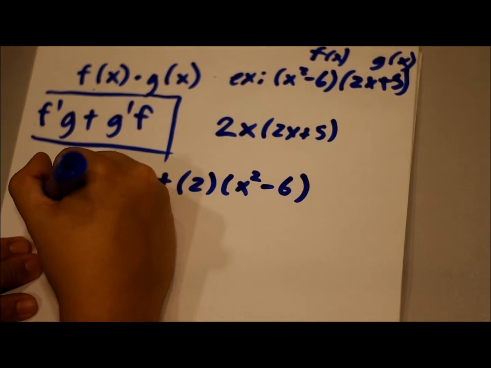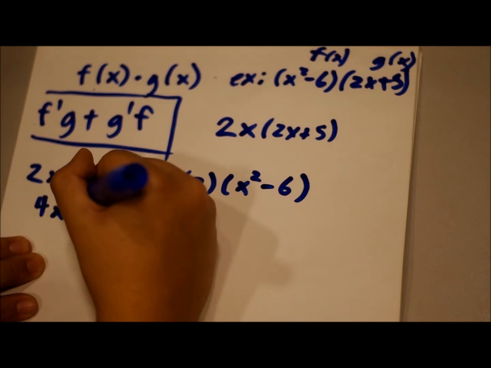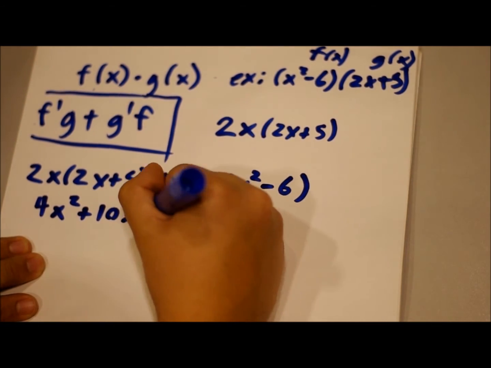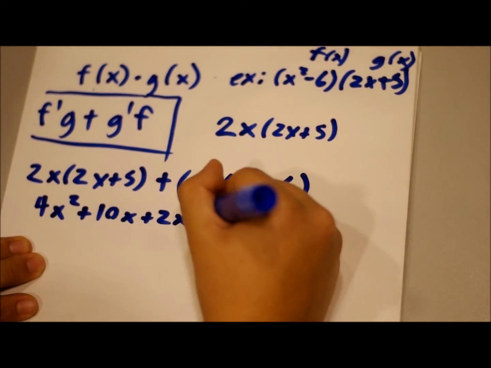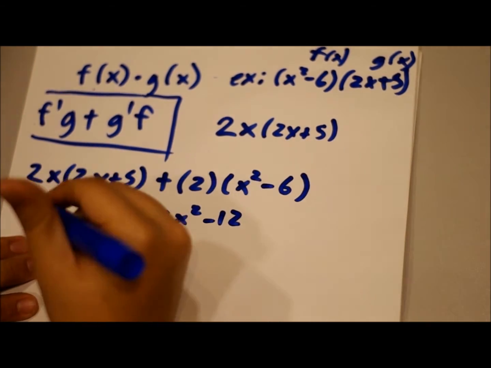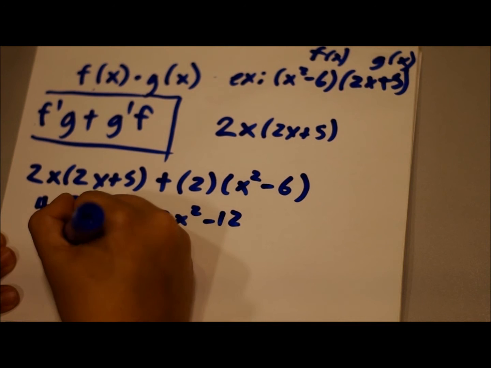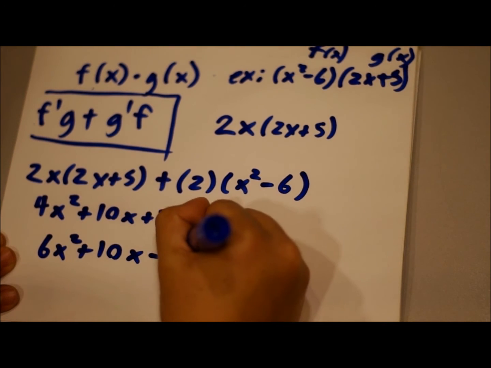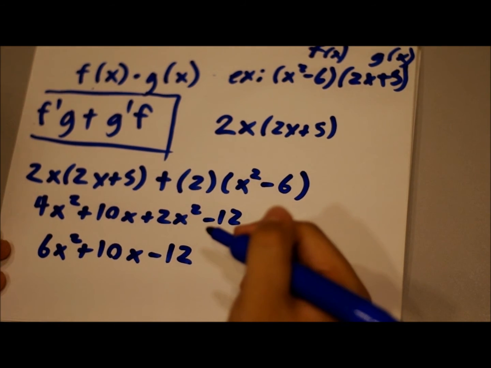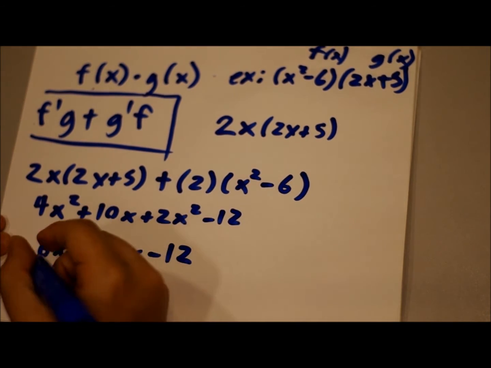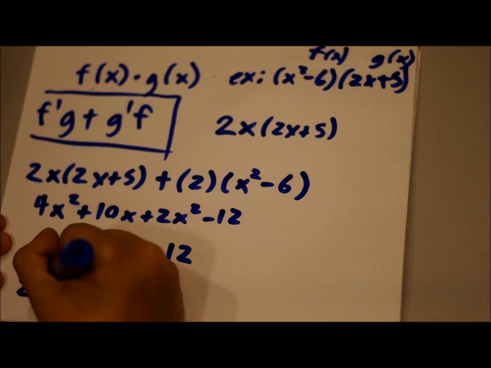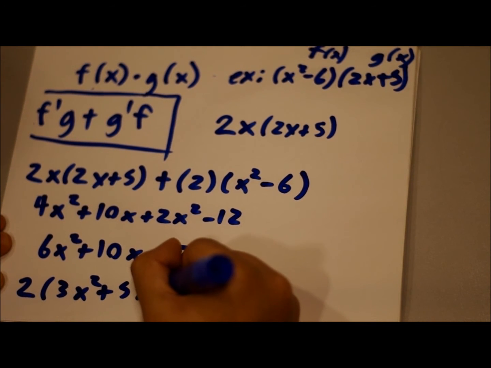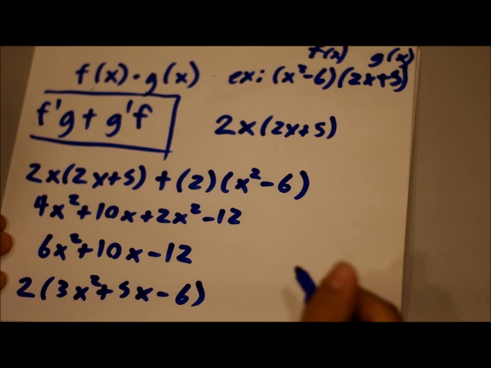Now you can clean this up a little bit. Turn that to 4x squared plus 10x plus 2x squared minus 12. 6x squared plus 10x minus 12. And of course, if we wanted to clean it up just a little bit more, we could go ahead and factor out a 2 here and leave us with 3x squared plus 5x minus 6.